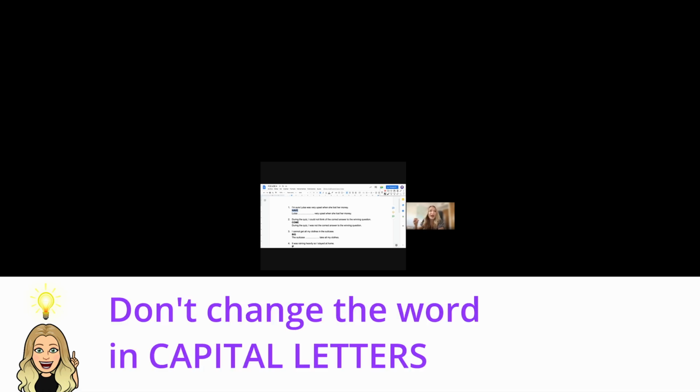So let's start with the first sentence. It says, I'm sure Luisa was very upset when she lost her money. The word that we need to use is have. Remember, we cannot change it. We cannot put had or has or having. We have to leave it like this, have. And the second sentence starts with Luisa, gap, very upset when she lost her money.